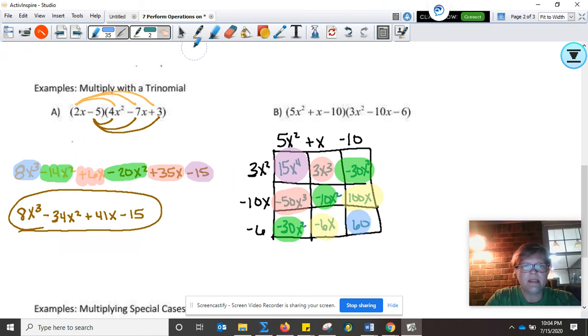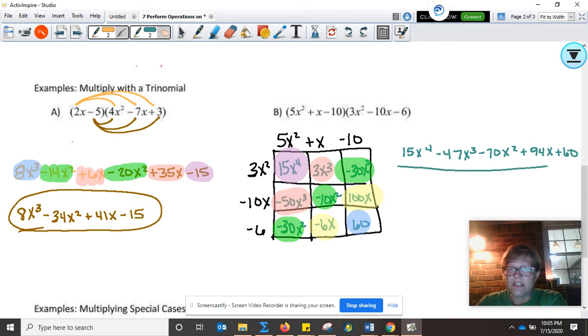And I'm going to get 15x to the 4th, negative 50 plus 3 minus 47x cubed, negative 30 minus 10 minus 30 is going to give us negative 70x squared, negative 6 plus 100 is plus 94x. And then plus 60. And that's your final answer.